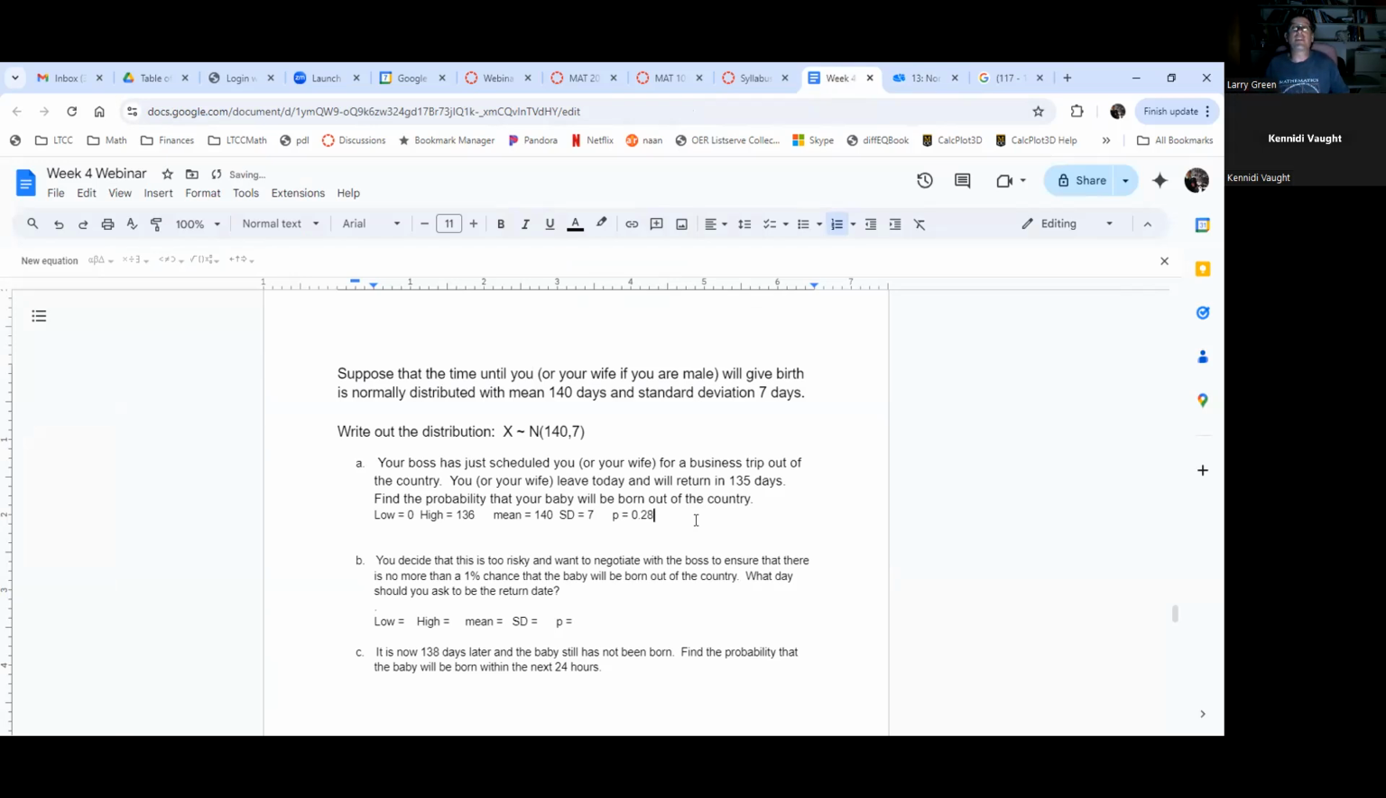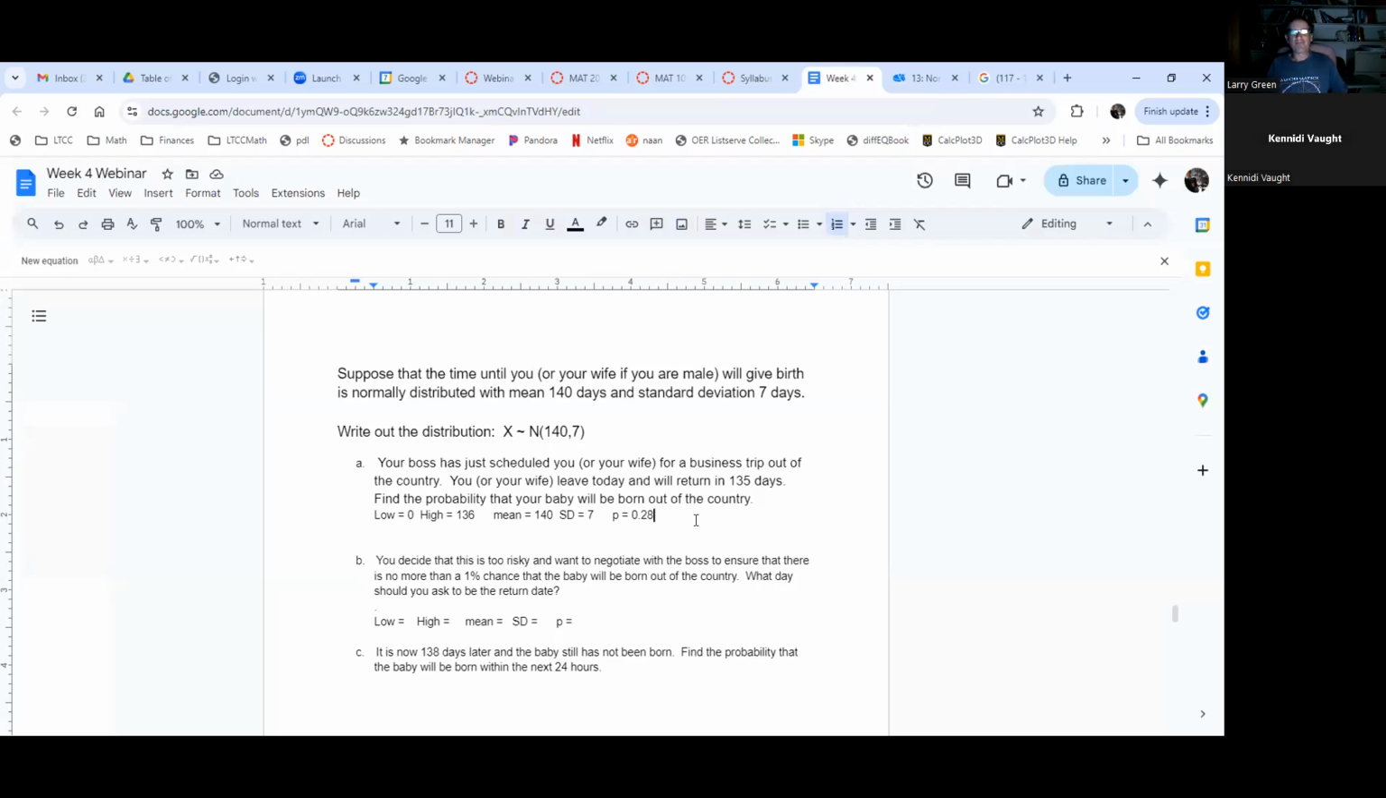Would you be okay with this? Having a 28% chance of your baby being born out of the country. Remember, you want your baby to become president of the United States someday, and you have to be born in the country to be president. Okay, I wouldn't be okay.